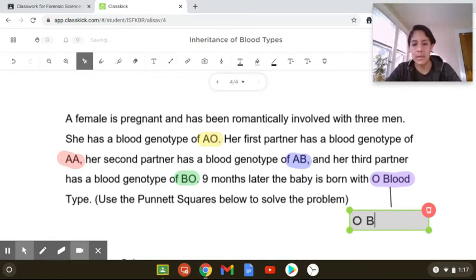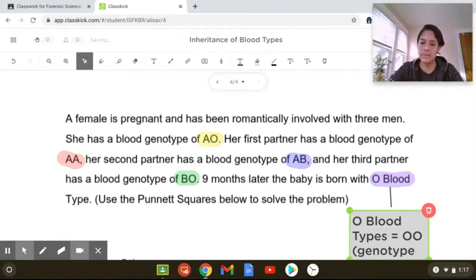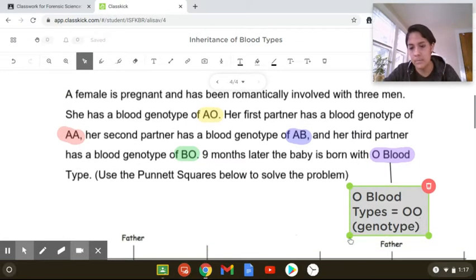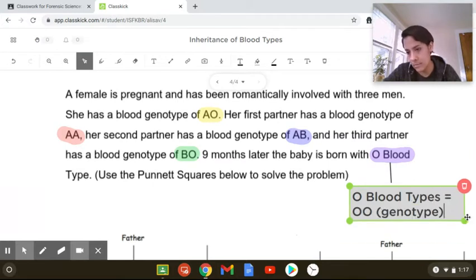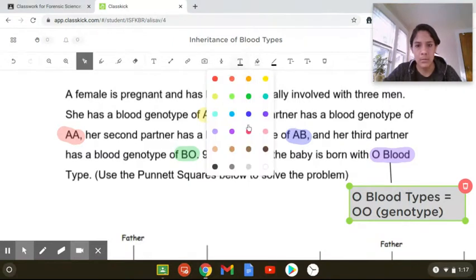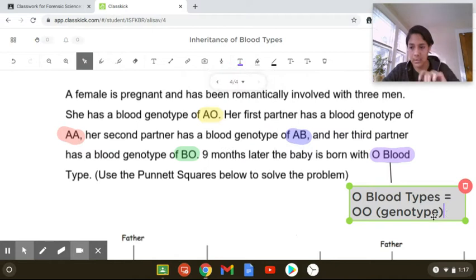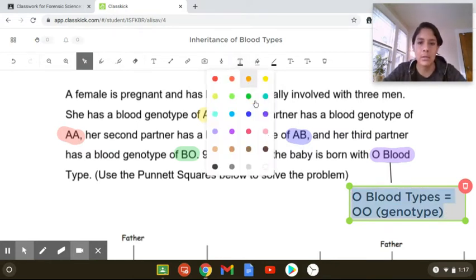So O blood type is equal to OO genotype. Okay, so they have 2 O genes. Okay, so let's take a look at the possible combinations that we can have.